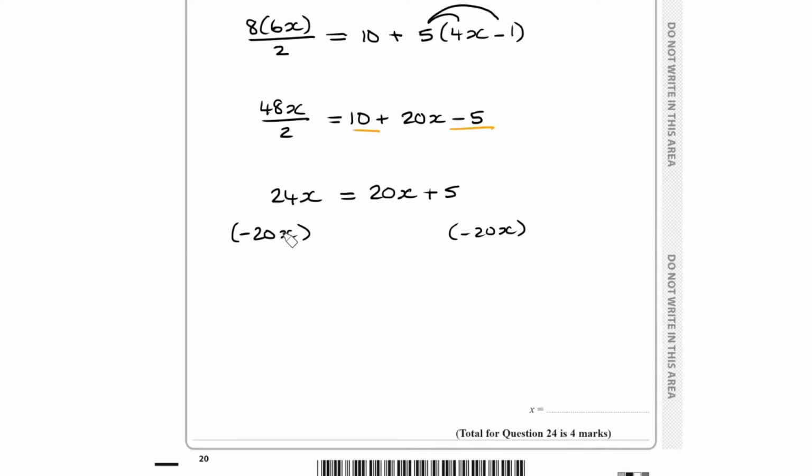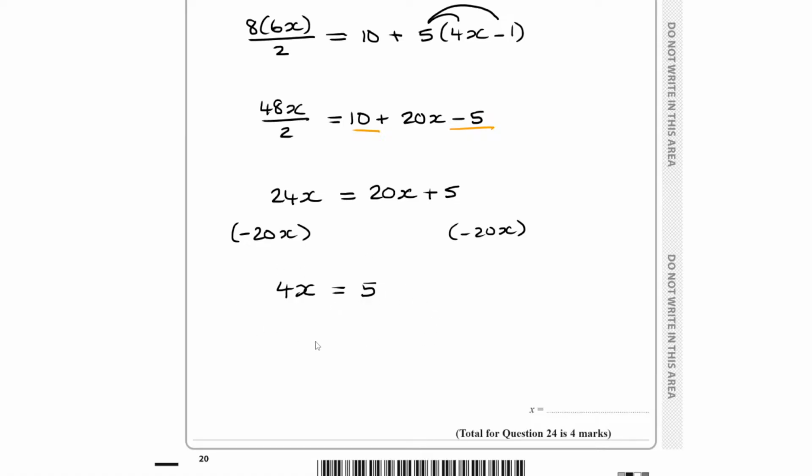So think about this. Because these are both x's, they're also like terms. So I can actually subtract directly. 24x minus 20x, how many x do I have left? Only 4. And on this side, I cancelled out the 20x, it's just 5 left.